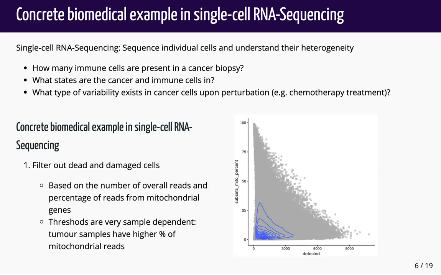processed. So each point here is essentially a cell. And then on the x-axis, you have the number of reads that were detected in that cell. And on the y-axis, you have the percent of mitochondrial genes that were detected in that cell. And so for this particular example, I set a threshold of 1,000 detected reads. So anything above that I kept, and everything with less than 20% mitochondrial gene counts I kept too. So essentially this rectangle here, those are all the cells that I decided to keep.